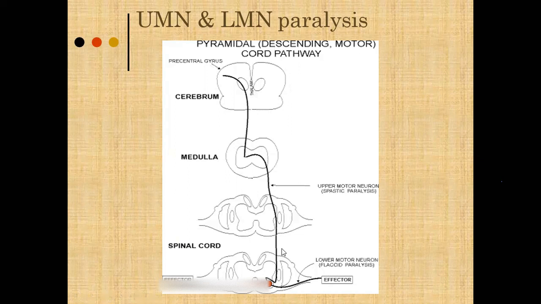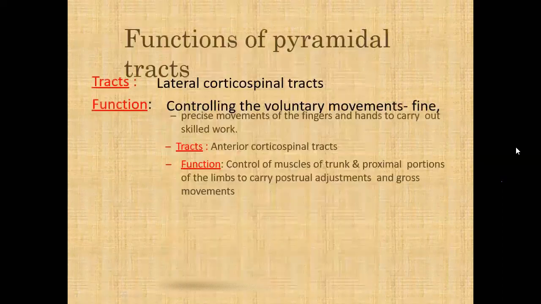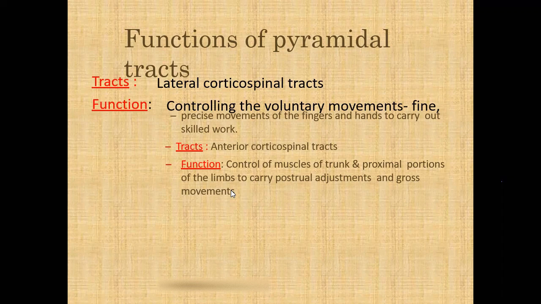Let me try to shift this if I can. Yeah. So now you can see that the lower motor neuron is the neuron which is connecting the spinal cord to the effector organ, which is going to be the gland or the muscle, and the upper motor neuron is connecting the brain to the spinal cord. Okay, so now let us come to the next slide. Let me tell you the functions of the pyramidal tracts.